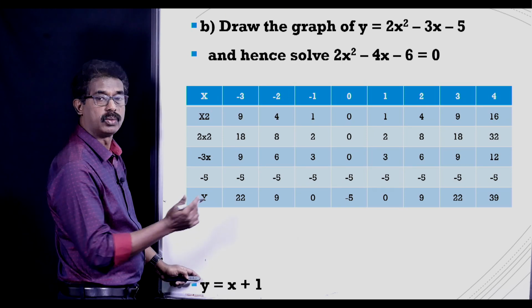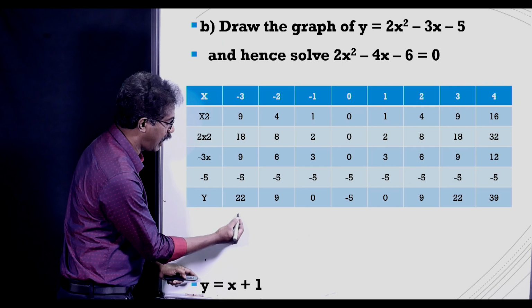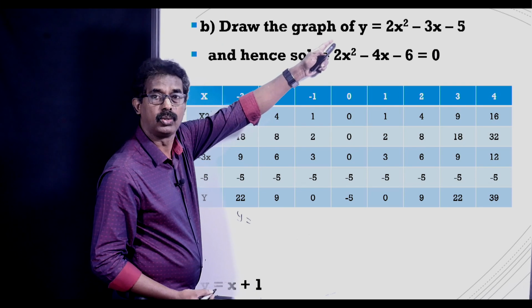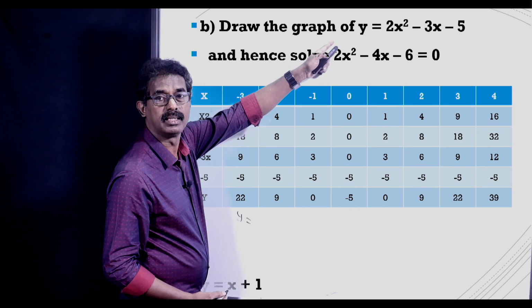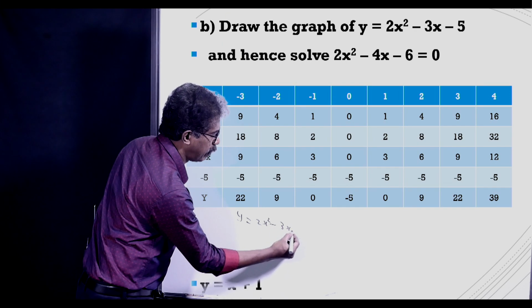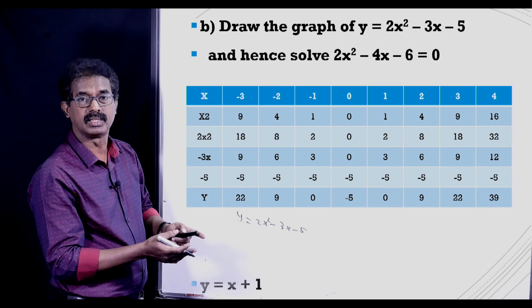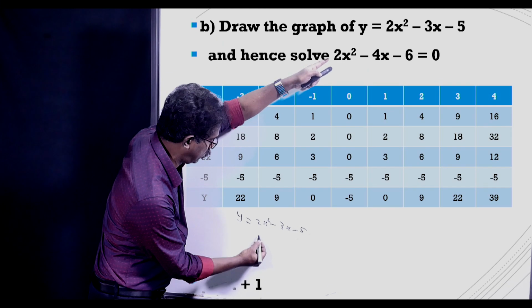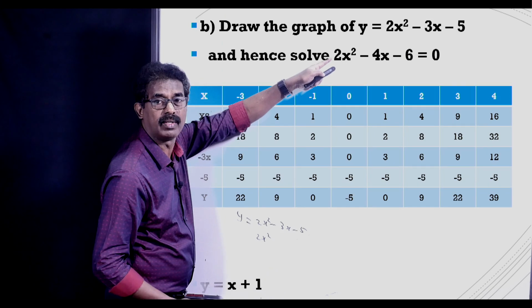First what you do now, you write the equation, the graph what you have drawn. Y equal to 2x square minus 3x minus 5, right? Draw the graph of this. Hence solve some other one. What you solve? 2x square, right? Below this 2x square. Next what they given here?